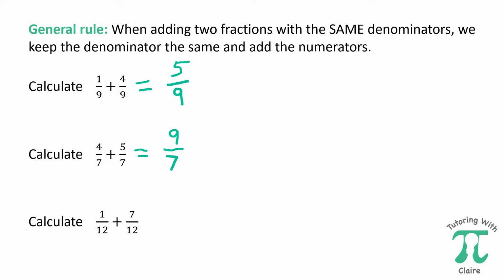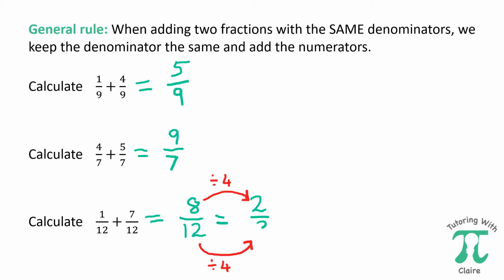We can leave the fraction in this form, or we can change the fraction into a mixed number if you know how to do that. Either answer is fine. Finally, 1/12 plus 7/12, keep the denominator the same, add the numerators, so the denominator is 12, 1 plus 7 is 8. Now notice that 8 and 12 both have a common factor of 4, so we can actually simplify this fraction, dividing both the top and the bottom by 4. 8 divided by 4 is 2, and 12 divided by 4 is 3. So we have 8/12 equals 2/3, and that is the fully simplified answer.